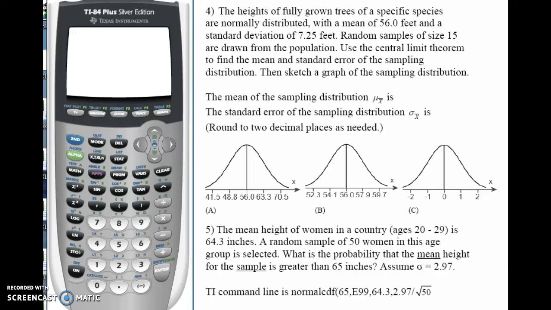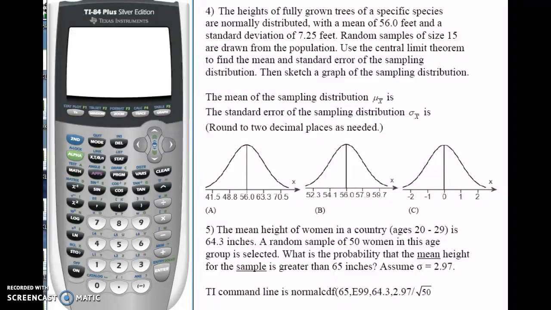We're now ready for number 4 and number 5 of section 5.4. Number 4, the beginning is rather routine, I hope by now, and I only get questions on the second part. So, the heights of fully grown trees of a specific species are normally distributed, which you would expect because they're heights of things that are grown in nature. They have a mean of 56 feet and a standard deviation of 7.25 feet.